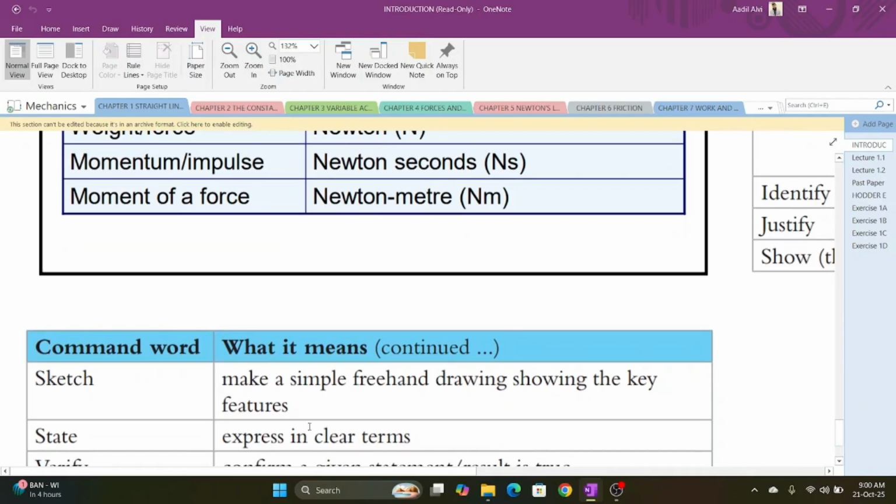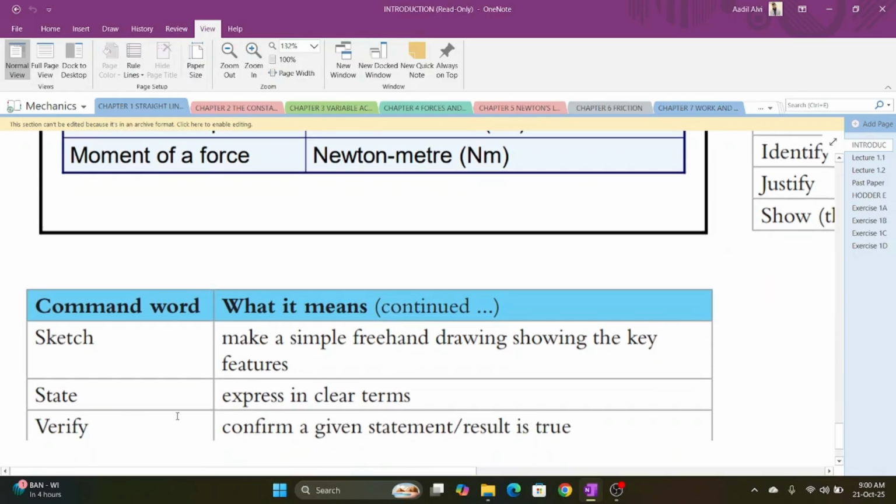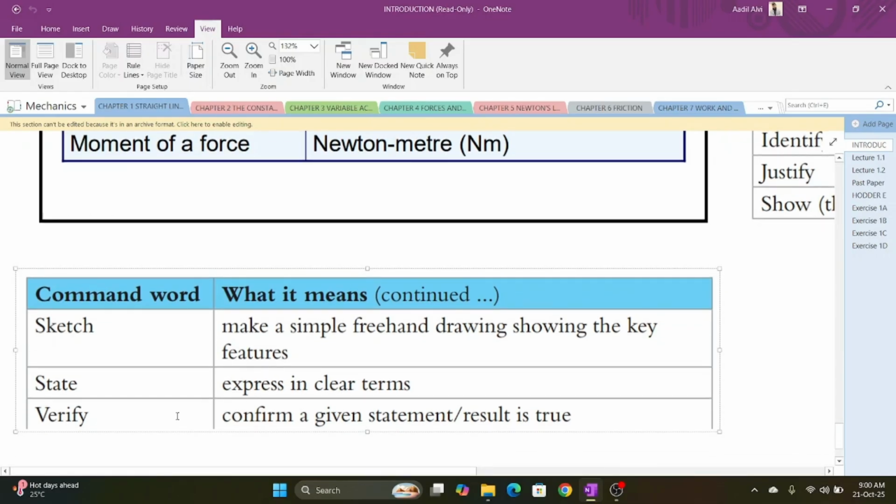Then state is also referring to clearly giving an answer in a concise manner, only writing what's important, okay. So for example, it can say state what happens to the velocity of an object. So depending on what the question is, you can say the velocity increases or the velocity decreases or the velocity is constant, there's no change, right? You don't have to give reasons behind that unless it says state and explain, okay. Then you have to give reasons that okay, why velocity is constant or why velocity is increasing and so on.